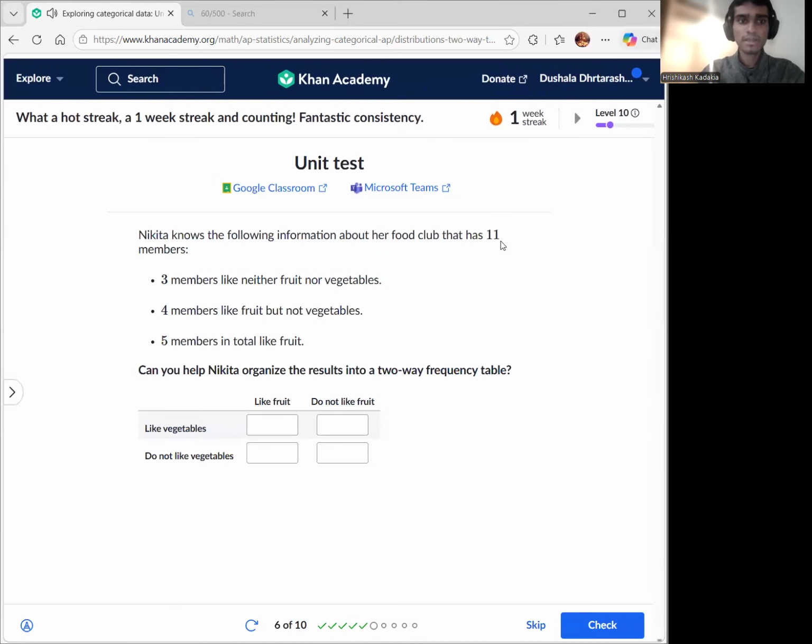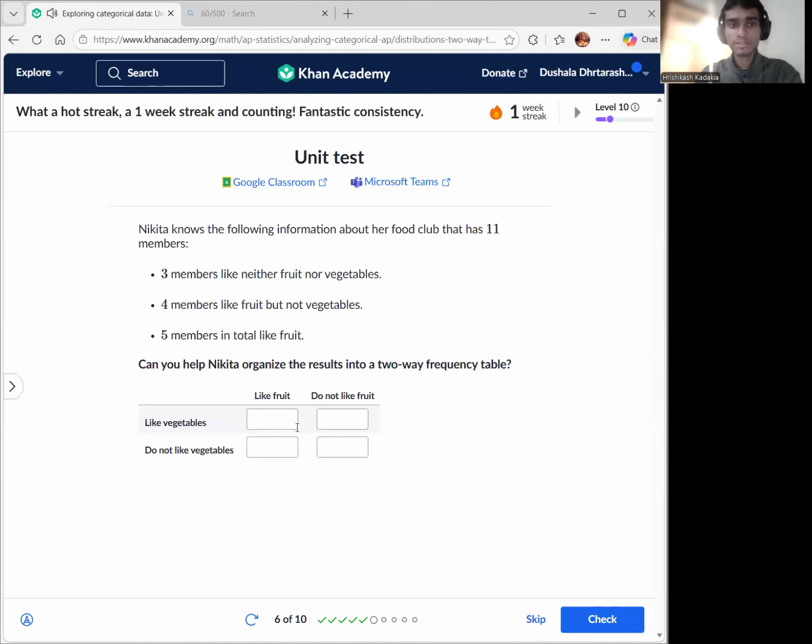Perfect. Okay. Nikita knows the following information about a food club that has 11 members. Three like fruits and vegetables. Four like fruits and not vegetables, and five members in total like fruit. Can you help Nikita organize the results into two frequency tables? Sure. Let's organize all the data together. Let's find the relationship between the two variables: liking fruits and liking vegetables. How many like both of them? Well, we don't know. We just know that three members like both, and neither like.